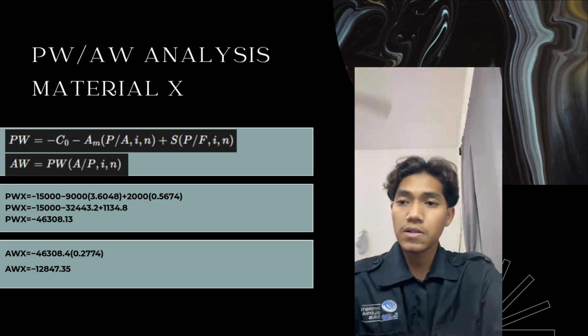After the calculations, we get present worth X is negative 46,308.13. For the annual worth for material X, we have negative 12,847.35.